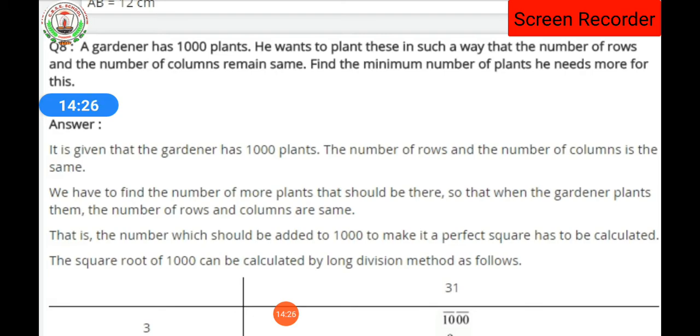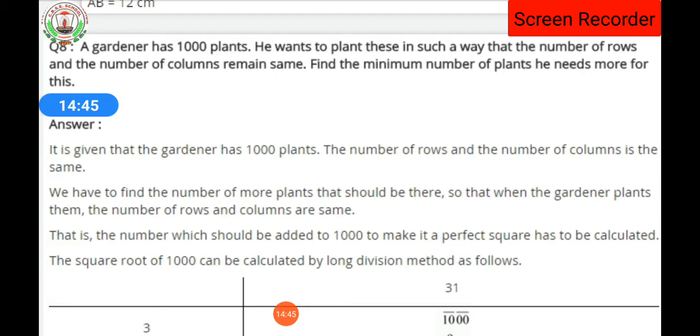First we are going to find it. The minimum is asked, then you can use what we have done in one question. Do you remember that? Find the least number which must be added. Do you remember that? Find the least number which must be added to make it a perfect square.